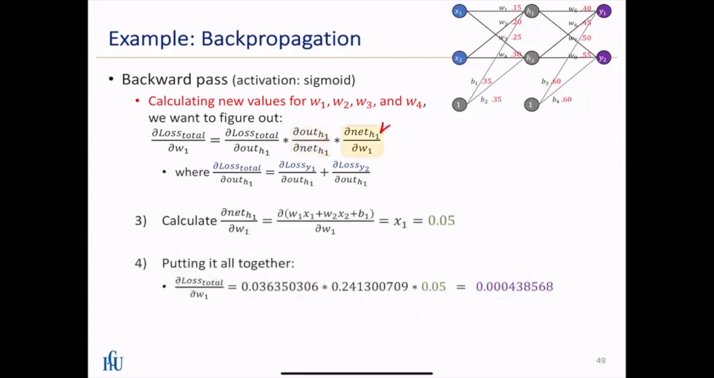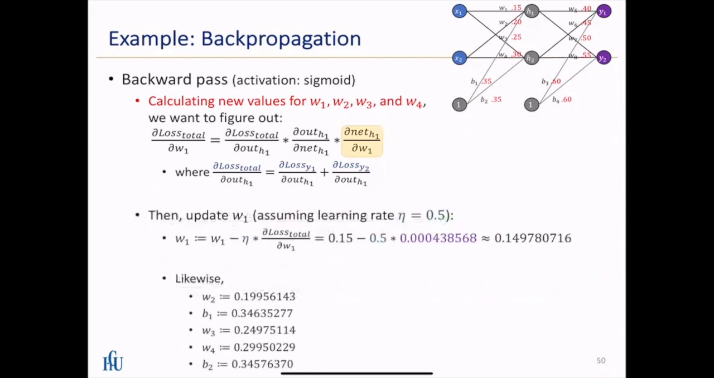And move on to the third factor. Well, this one is again rather simple, so we know the aggregation formula for the net value of H1. So simply take it, and we want to take the derivative with respect to W1. There is no W1 in the other terms, so they turn to 0. We only have X1 left. So simply taking the X1 value, that's going to be 0.05. So by putting it all together, where we calculated the partial derivative of the total loss, the partial derivative of the output of H1, and the partial derivative of the net value of H1, this gives me the gradient at W1.